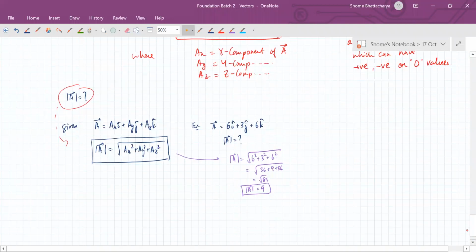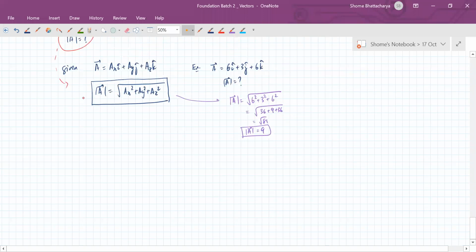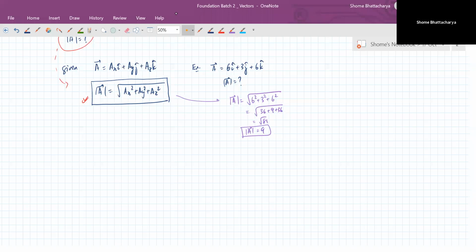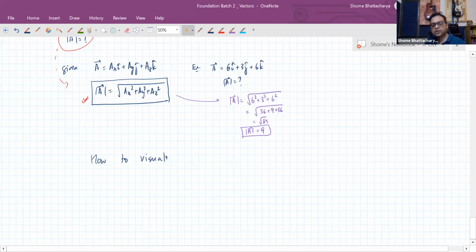Okay. So people, now let's look at how this formula actually comes. What is the justification of this? Let's look at the visualization of a vector with three components first. How to visualize a three-dimensional vector. Now, for example, let's talk about this one only: 6 i cap plus 3 j cap plus 6 k cap, this one.